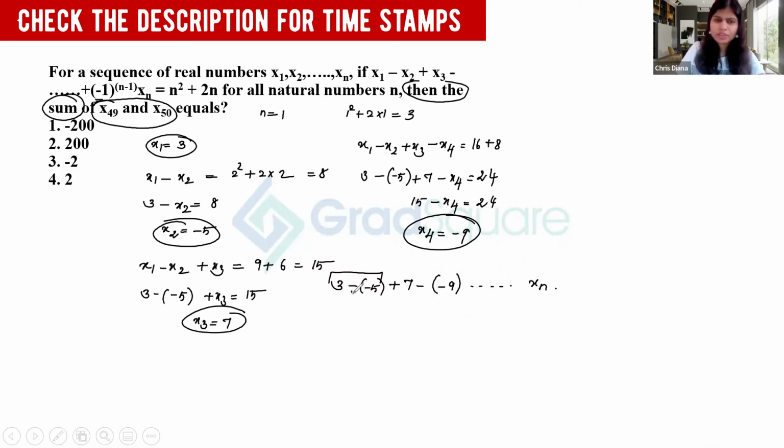Remember, the sign has to be not considered here, because this is of the equation that has been given here, the expression that has been given here. But we are asked to figure out the sum of the terms. So let's look at the sum of these consecutive terms.